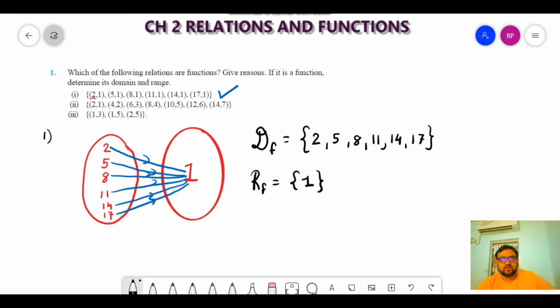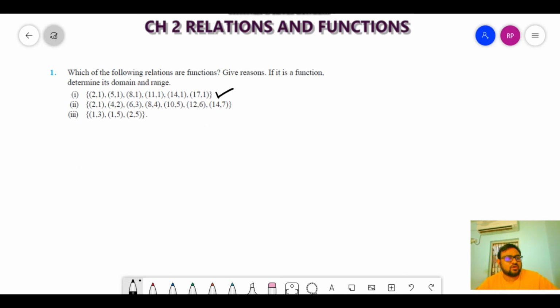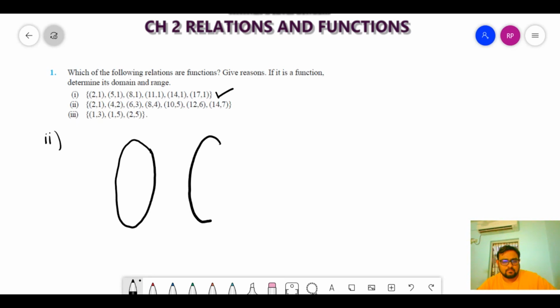Okay, now let's move to the second one. Here the ordered pairs are (2, 1), (4, 2), (6, 3), (8, 4), (10, 5), (12, 6), and (14, 7). So again draw the arrow diagram. Now let me write down the elements. The first elements are 2, 4, 6, 8, 10, 12, and 14. The second elements are 1, 2, 3, 4, 5, 6, 7.